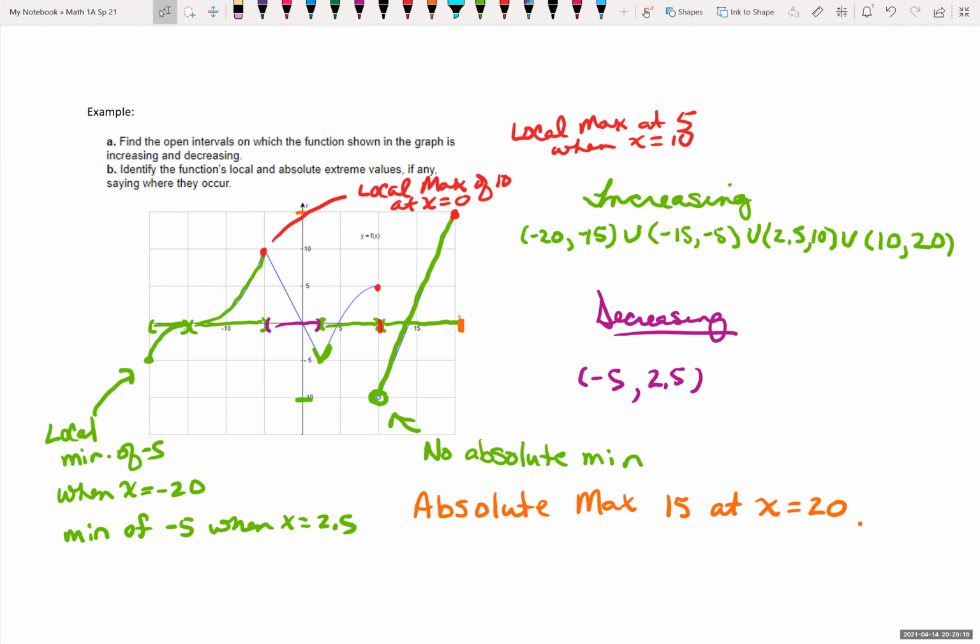Sorry, I got a question. Sorry for disturbing. You've written local max at 5 when x equal to 10. I think. Yeah. The local max here, that y value is 5, but the x value is 10 here. Okay, got it. Thank you. Yeah. Any other questions?